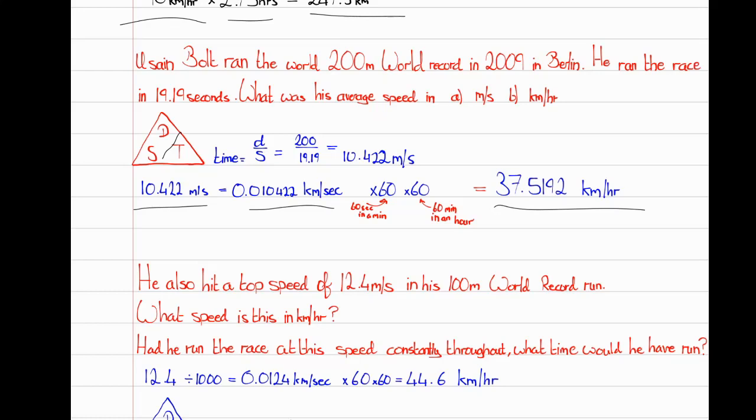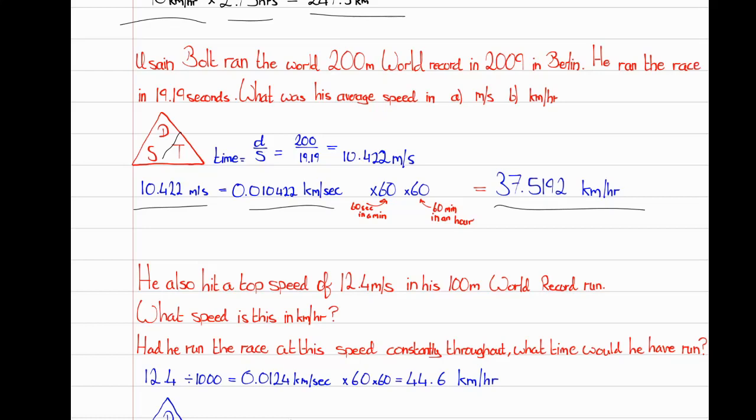He also hit a top speed of 12.4 meters per second in his 100-meter world record run. So what speed is this in kilometers per hour? We do the very same thing. We're going to divide 12.4 by 1,000 and then multiply by 60 and by 60 again. Doing that, we're going to get 44.6 kilometers an hour.